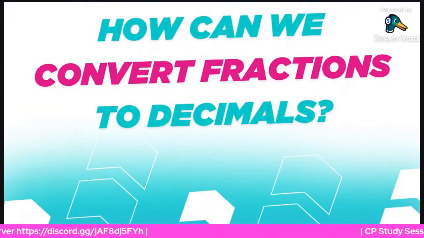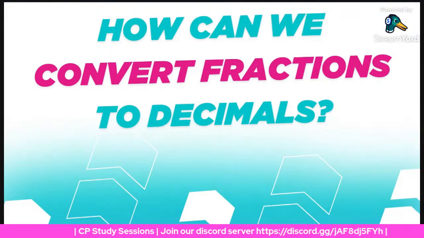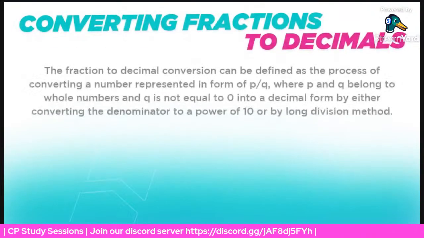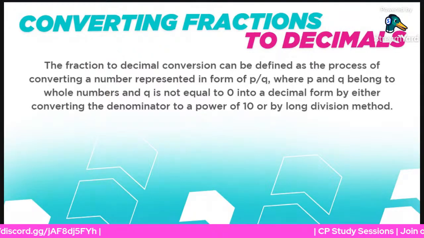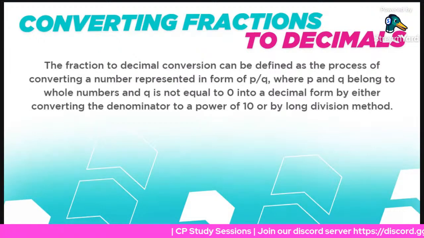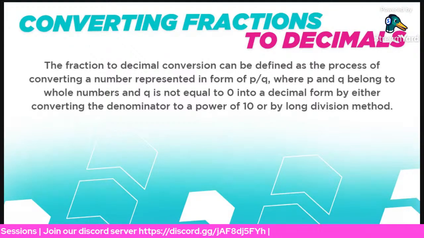Okay, so now we'll be discussing how to convert fractions to decimals. So I hope you can jot down notes so that you may write down important information. So the fraction to decimal conversion can be defined as a process of converting a number represented in form of p over q, where p and q belong to whole numbers and q is not equal to 0, into a decimal form by either converting the denominator to the power of 10 or by long division method.